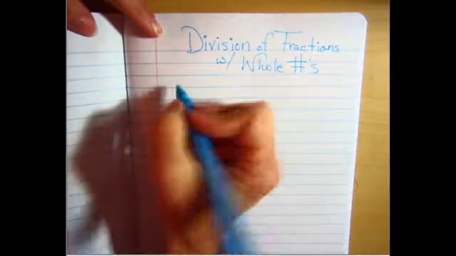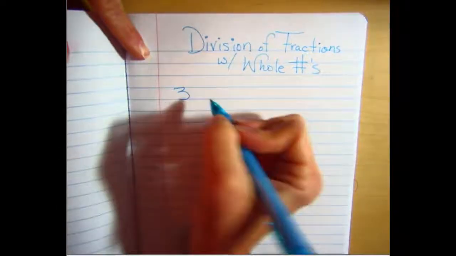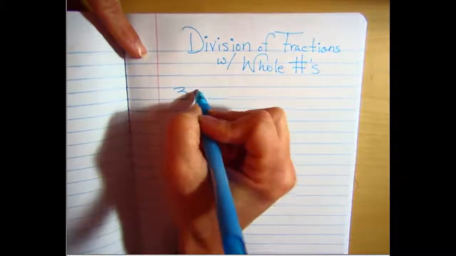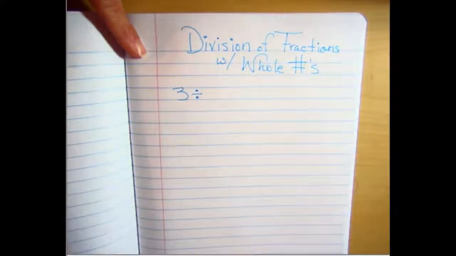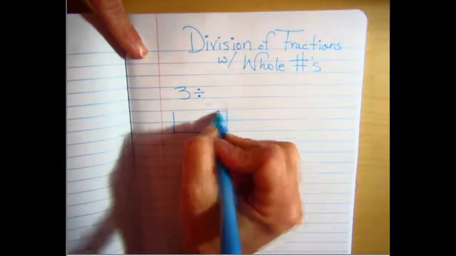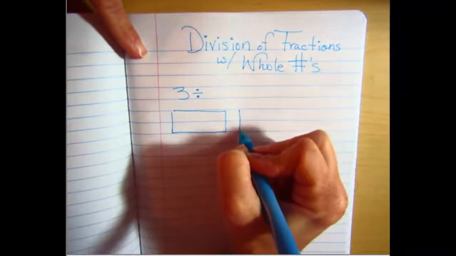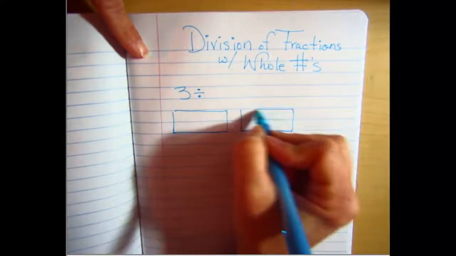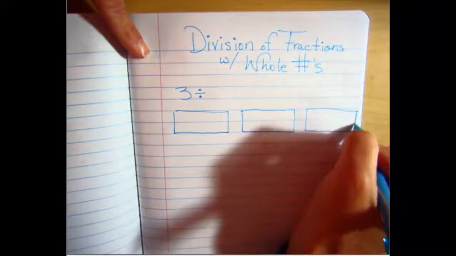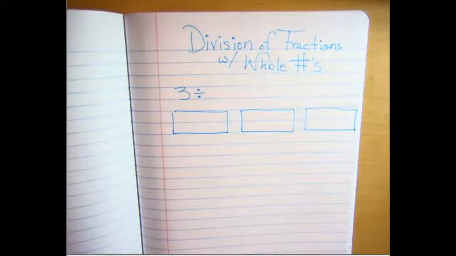Let's say I have 3 candy bars and I want to divide it between some friends. Everybody draw 3 candy bars, 3 rectangles. These are pretty easy to knock out. Everybody have 3 candy bars? They don't have to be perfect. Just draw 3 rectangles.